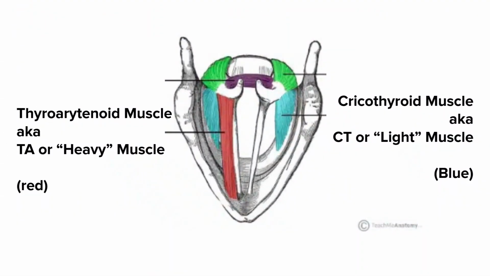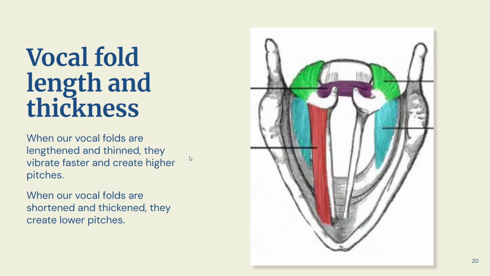We've got our heavy muscle and our light muscle. This is from one of the other lessons that we've done here. These white things right here that look like bones are actually your vocal folds. Your heavy muscle makes your vocal folds shorter and thicker. The light muscle makes your vocal folds longer and thinner. When our vocal folds are lengthened and thin, they vibrate faster and create higher pitches.